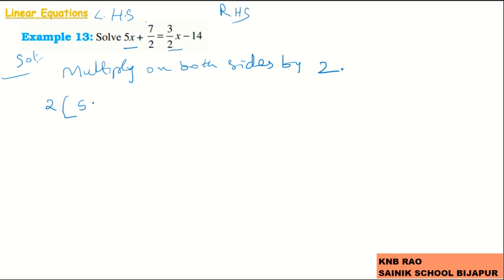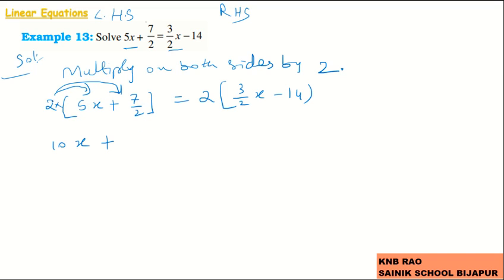2 into 5x plus 7 by 2 is equal to 2 into 3 by 2 times x minus 14. This is just like the multiplication over addition distribution property that we are doing. So 2 into 5 is 10, 10x plus 2 into 7 by 2 is 7, equals 2 into 3 by 2x, the 2s cancel after multiplication, giving 3x, and 2 into minus 14 gives you minus 28.